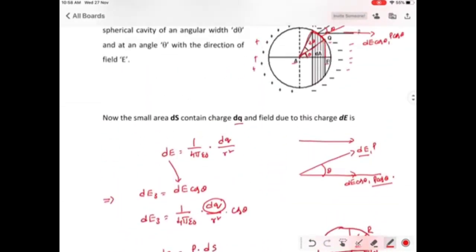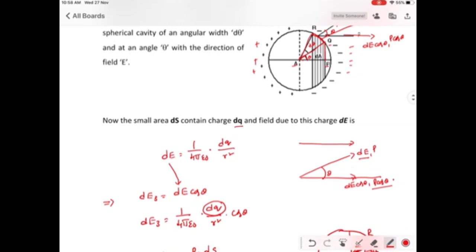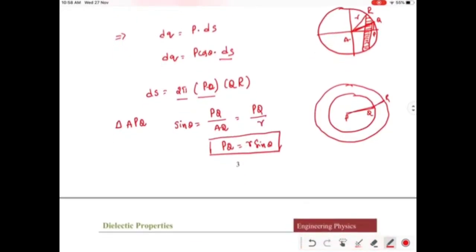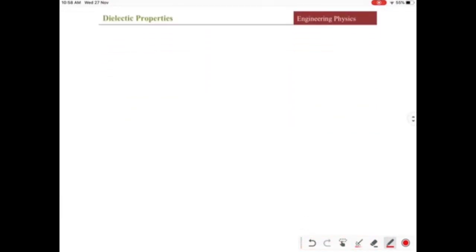Now from the sector AQR, we are considering this sector AQR. If you take a sector, it is like this, AQR, and here the angle is d theta. So d theta is equal to the opposite side of d theta, QR, by the radius of the sector, which is R. So from this sector, QR is equal to R d theta.